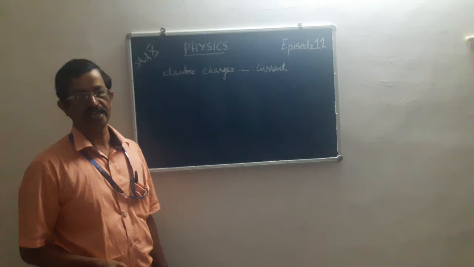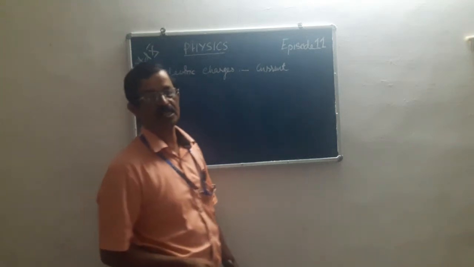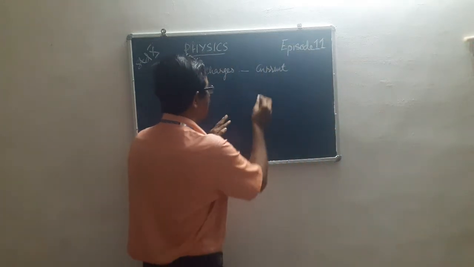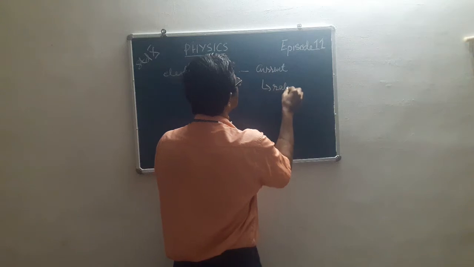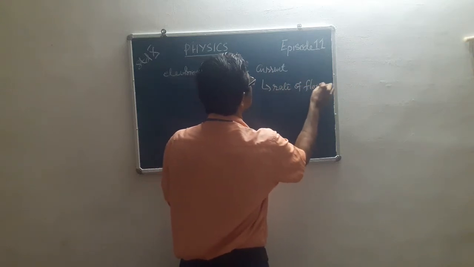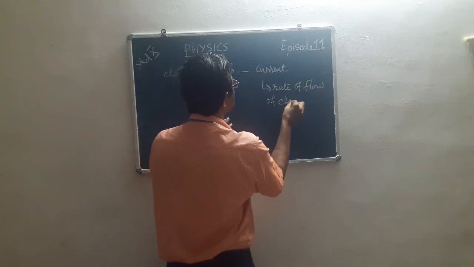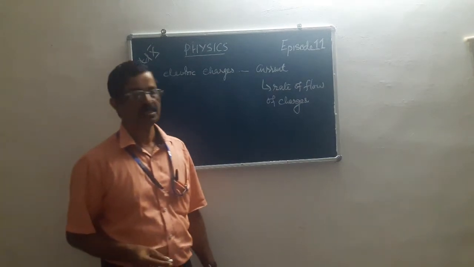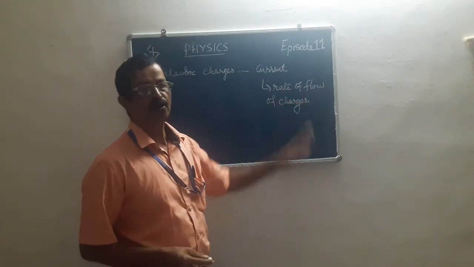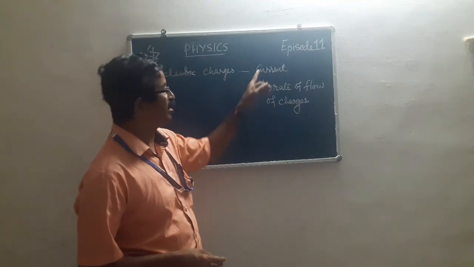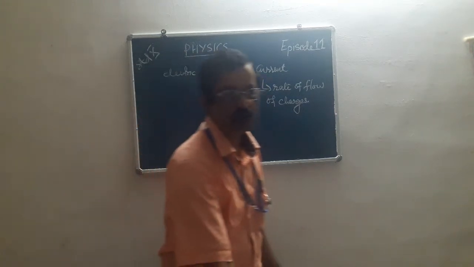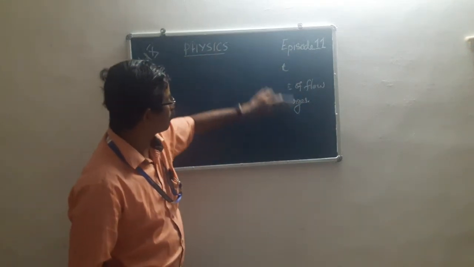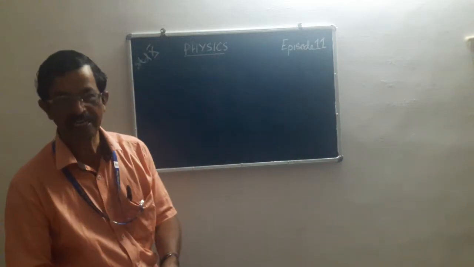What is electric current? It is the rate of flow of charges, or the charge flowing in unit time, and it is called electric current. Now we want to know how electric current flows in a metallic conductor.